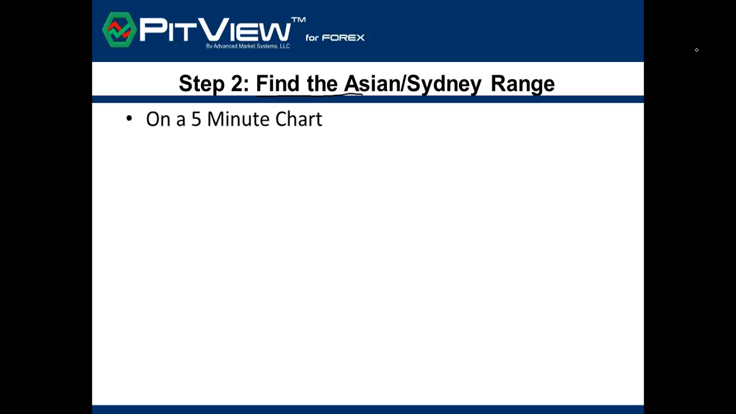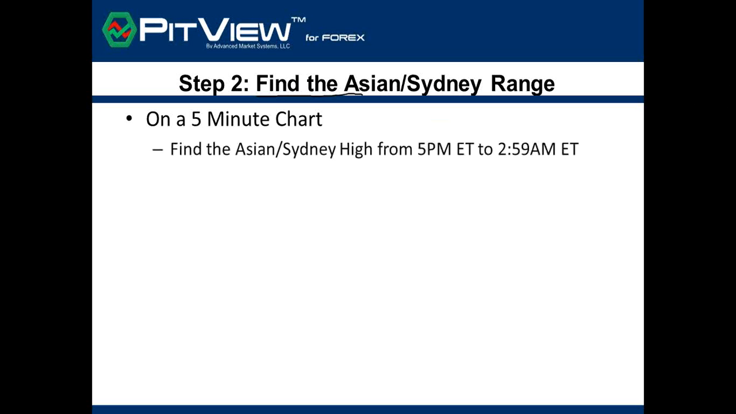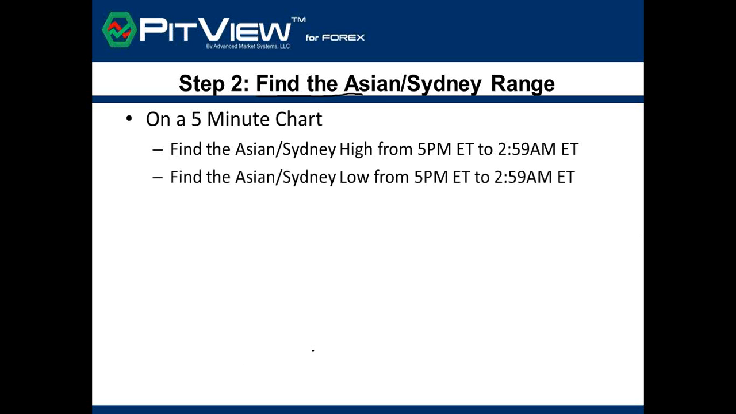This is a strategy which I'll generally wake up at about 2:30 in the morning to trade. So you've got to get used to that, especially if you live here on the East Coast. For people that live in Hawaii, this is an awesome strategy for you. So on a 5-minute chart, you're going to find the Asian Sydney high from 5 p.m. and the Asian Sydney low from 5 p.m. to 2:59 a.m. Eastern Time.